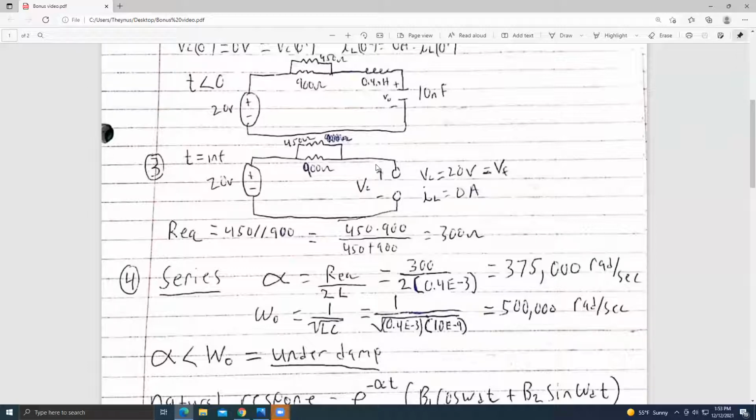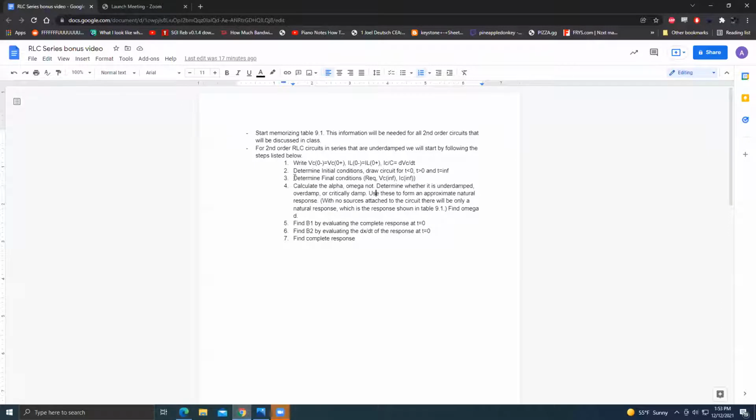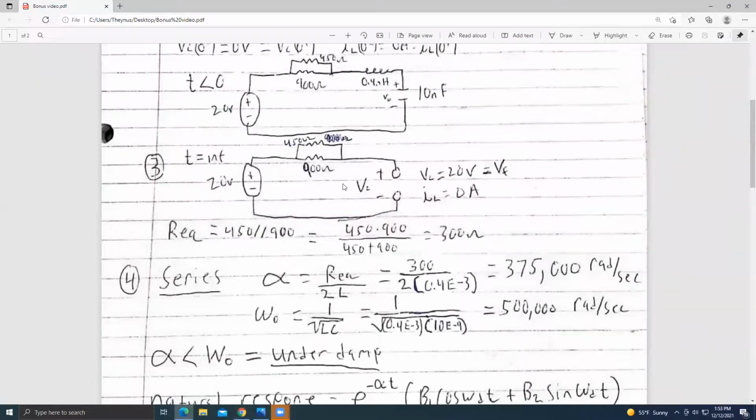All right, with that drawn, that leads into step 3. Our step 3 is going to be determine final conditions, which are going to be our equivalent resistance, our voltage over the capacitor, and our current through the inductor at t is equal to infinity.